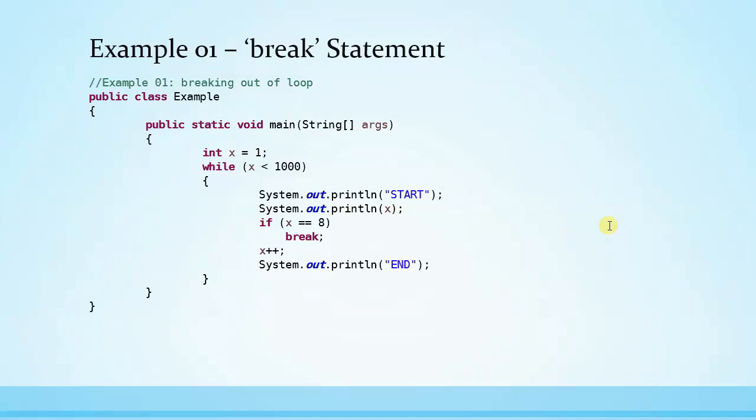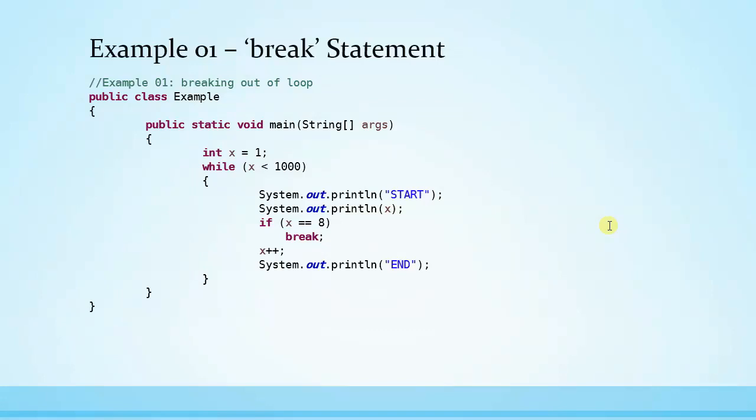So once again, the break will come out of the loop. That means it will break out of the loop. So it not only skips the remaining iterations, it will skip the remaining statements in the body. So here, for example, the remaining statements in the body are x++ and system.out.println end. So those two also get skipped.